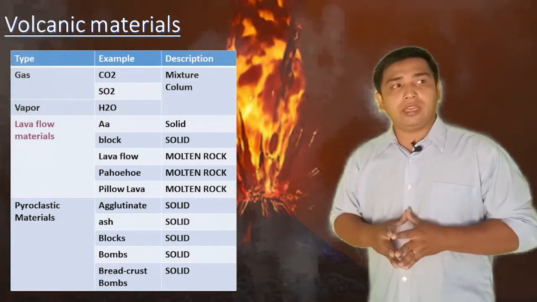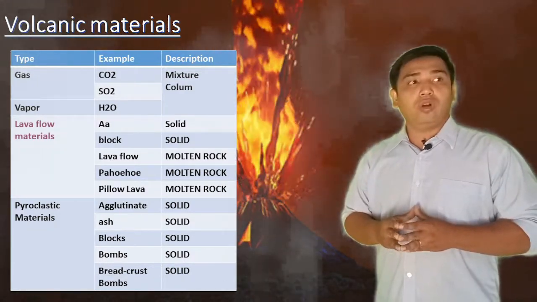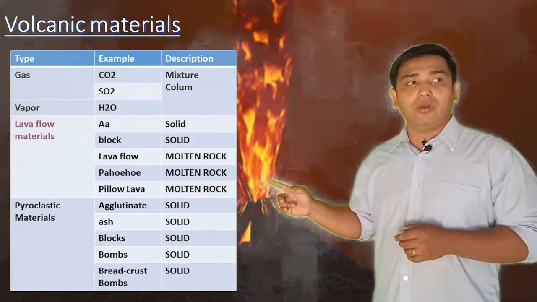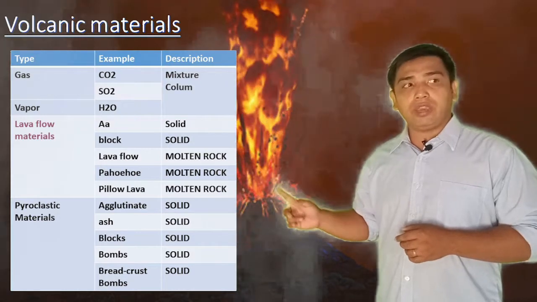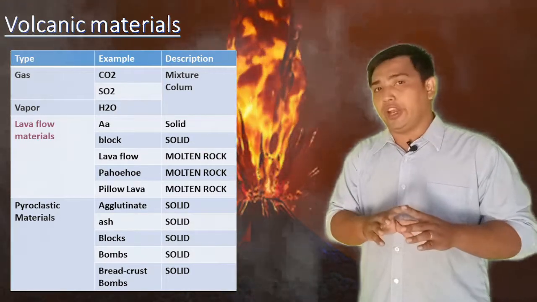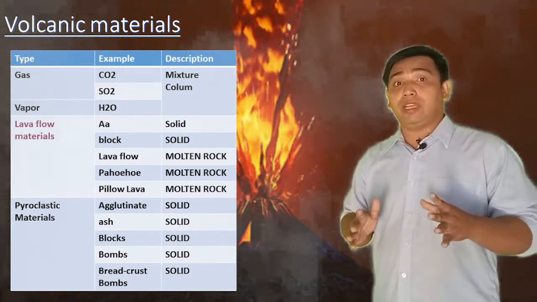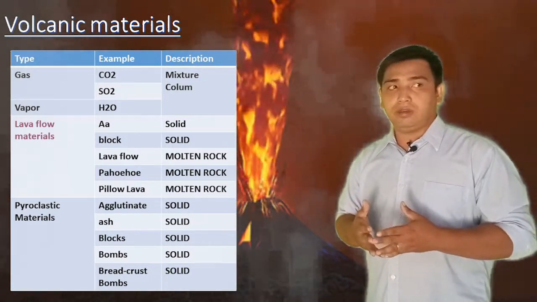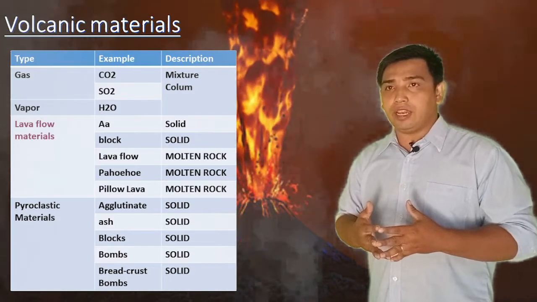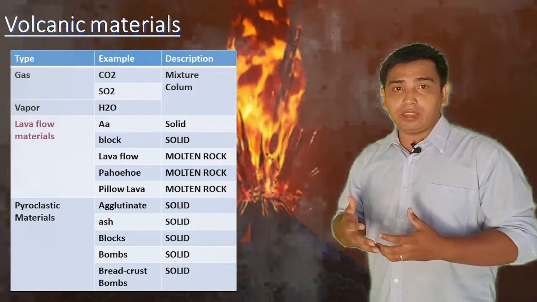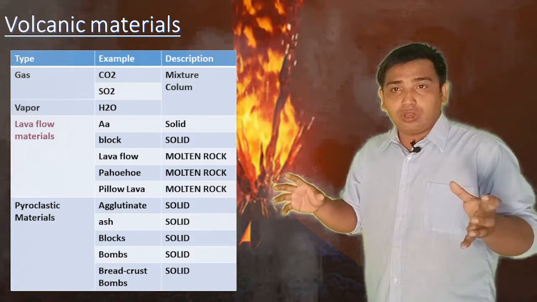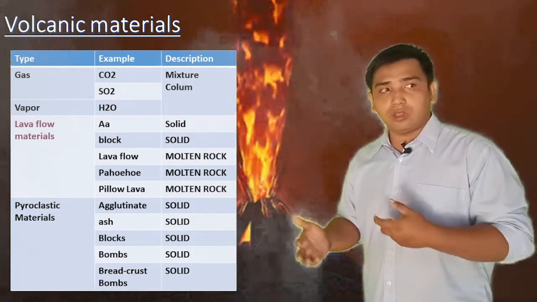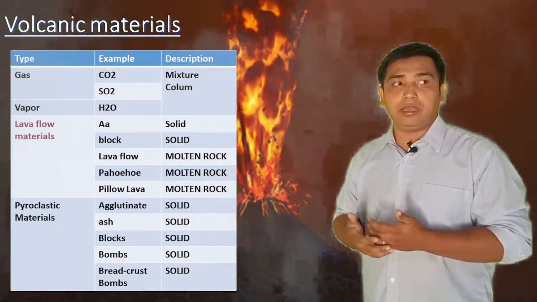And then we have lava flow materials. We have the aa, we have the block lava, we have the pahoehoe, we have the pillow lava. So there are different types of lava, or of rocks that are formed after a volcanic eruption. It depends on the rate of cooling. If a lava suddenly cools because it is nearby ice, it will have a different kind of appearance.